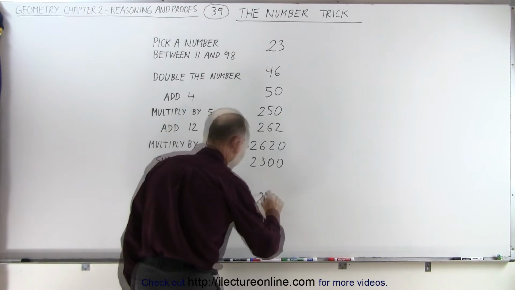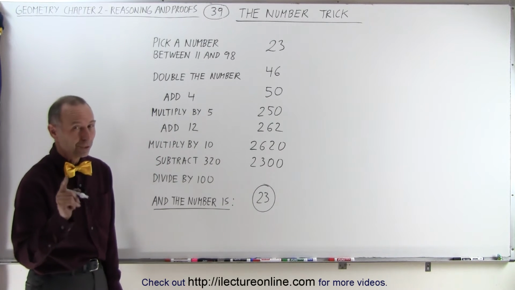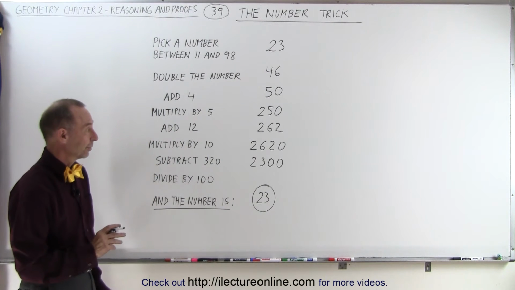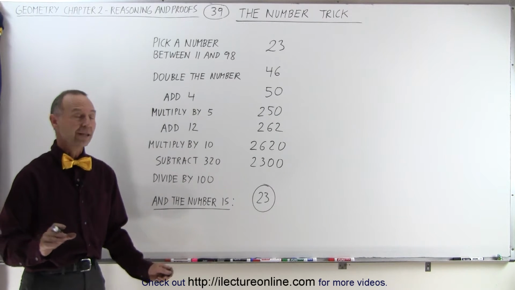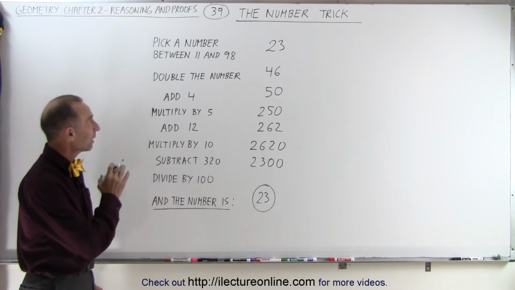When you do that, you tell them, did you get your number? The number you got now is the number you picked. And they go, that was right. How did you do that? Well, does it work for any number between 11 and 98?